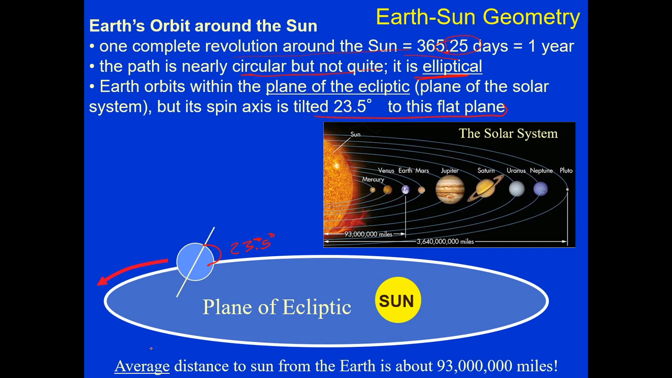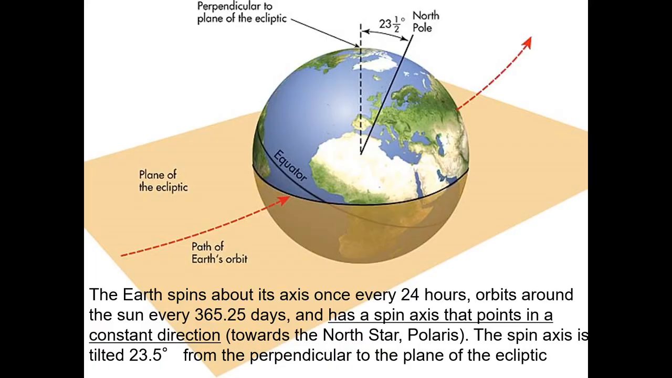The average distance to the sun from Earth is 93 million miles, but that will change throughout the year. You'll see, we'll go into a little bit of detail. Sometimes we're closer, sometimes we're further away. So the Earth spins on its axis once every 24 hours, orbits around the sun every 365.25 days, and has a spin axis that points in a constant direction. In fact, our spin axis always points towards the North Star, Polaris, which is why we call it the North Star. The spin axis is tilted 23.5 degrees from the perpendicular to the plane of the ecliptic.